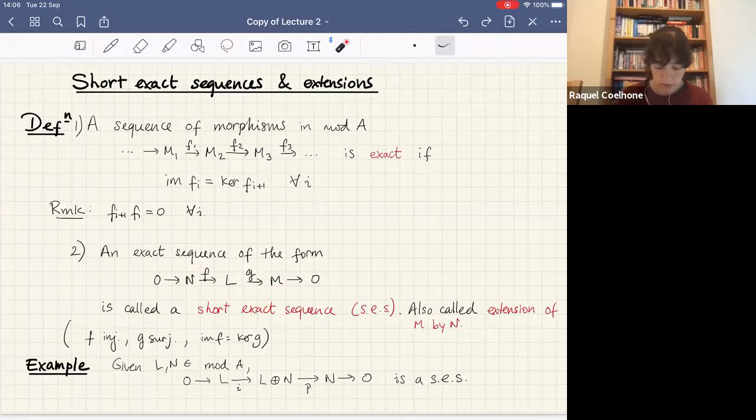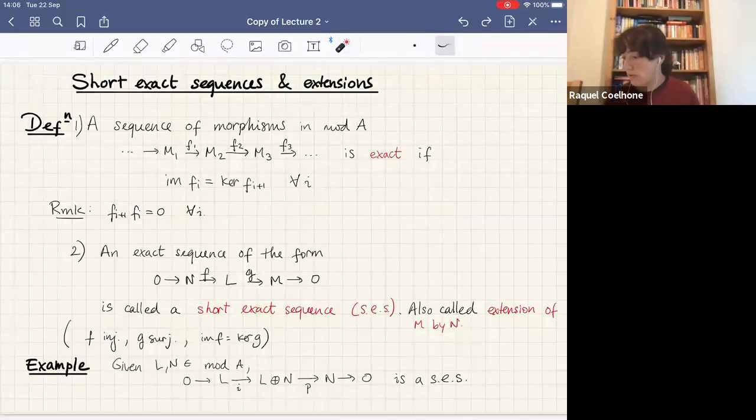So for example, if you have two modules, L and N, then you can just consider the direct sum in the middle term, and this is the inclusion of L here, and this is a projection, and then you can easily see that this is a short exact sequence. It's not a very interesting short exact sequence.